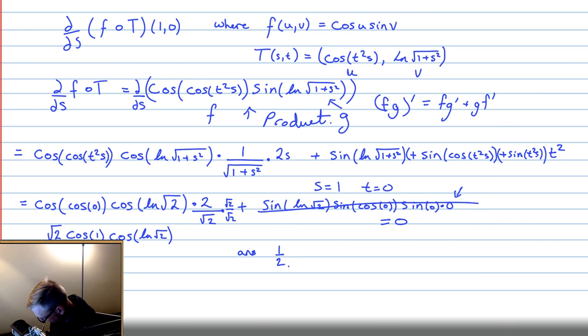11. So partial of s, well, partial of f of t, where f of u comma v equals cosine of u sine of v, and g of s comma t equals cosine of t squared s, natural log of square root of 1 plus s squared.